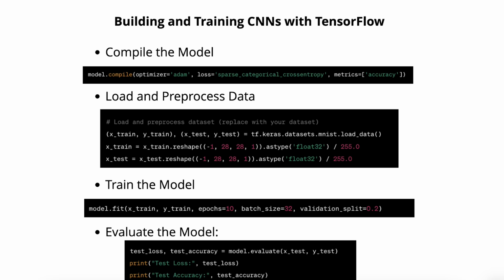Building and training CNNs with TensorFlow is made straightforward with the Keras API. By following these steps, you can quickly construct, compile, train, and evaluate CNN models for various computer vision tasks. Experiment with different architectures, hyperparameters, and training strategies to optimize the performance of your CNNs for specific applications. Additionally, consider techniques such as data augmentation, regularization, and transfer learning to further improve model performance and robustness.